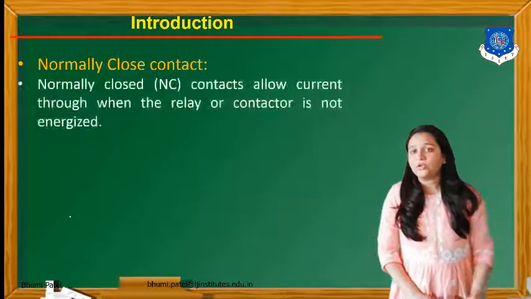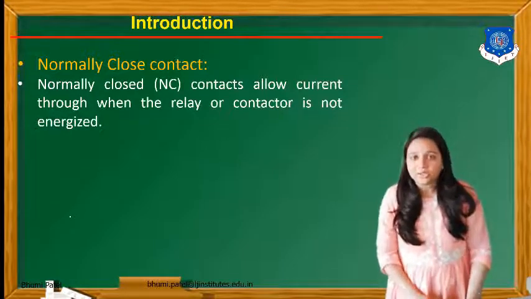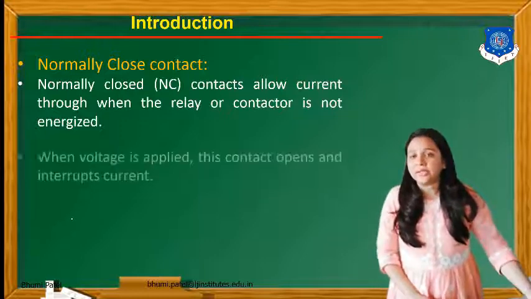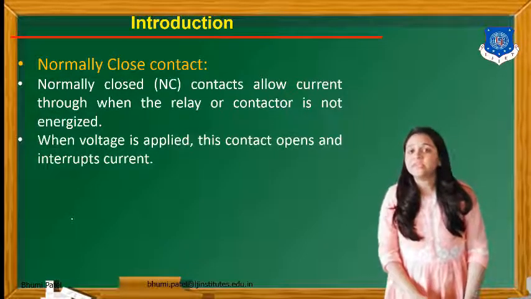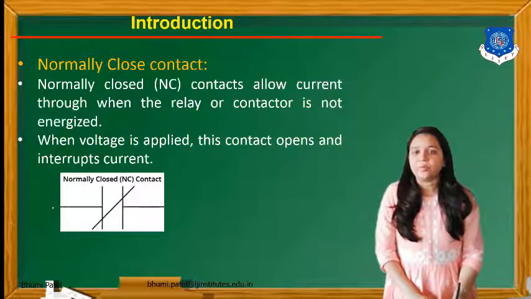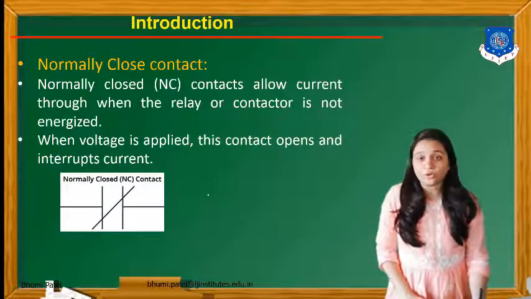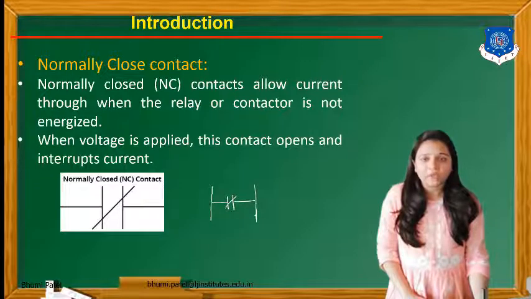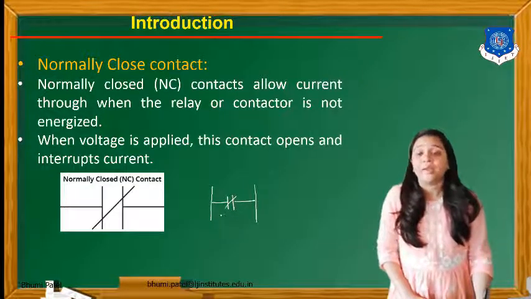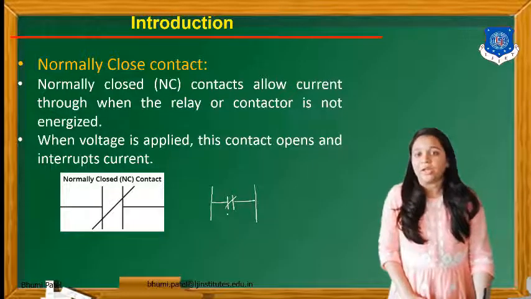The normally closed contact allows current through when the relay or the contactor is not energized. When the voltage is applied, this contact opens and interrupts the current. So this is the diagram of the normally closed contact. Now what is the logic behind it? Whenever we draw the logic of this particular programming, the contact should be closed. Now whenever the input voltage is applied to this logic, the contact becomes open.